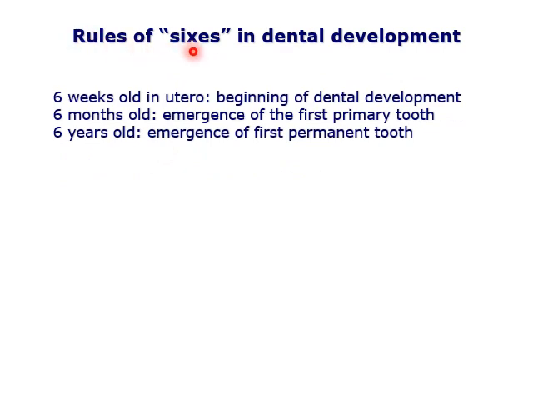We have the rule of 6s in dental development. At 6 weeks in intrauterine life, dental development begins with the formation of the dental lamina of the deciduous teeth. At 6 months old, emergence of the first primary tooth, which is the lower central incisor. At 6 years old, emergence of the first permanent tooth, which is the first permanent lower molar.